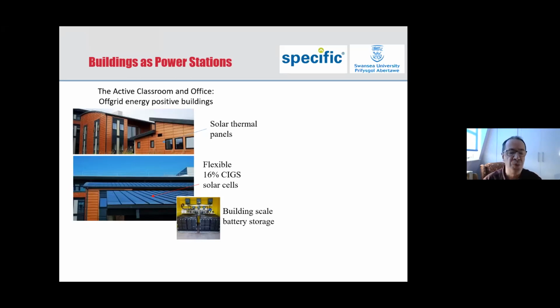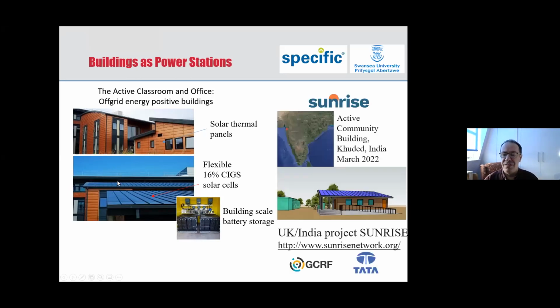You can equally see the advantage, for example, that you can imagine structures such as this one here, where the PV roof is curved, which has interesting opportunities for aesthetics. I'm very pleased to hear that my colleagues are now moving this idea of active, solar-powered buildings beyond the UK. This is an example of a solar-powered active community building, which is going up in Kuded in India over the next two months as part of UK-India Project Sunrise in partnership with Tata.